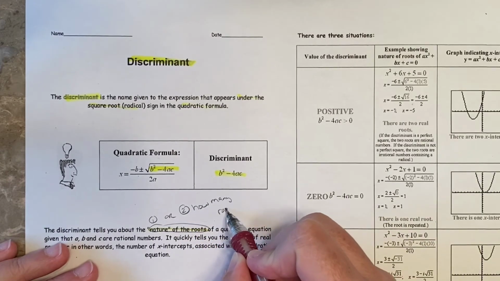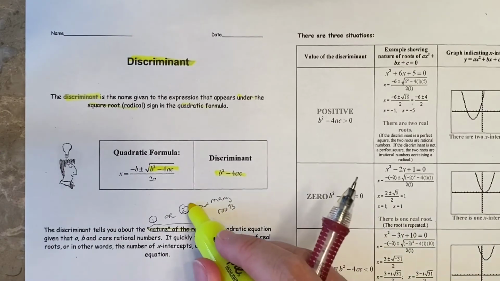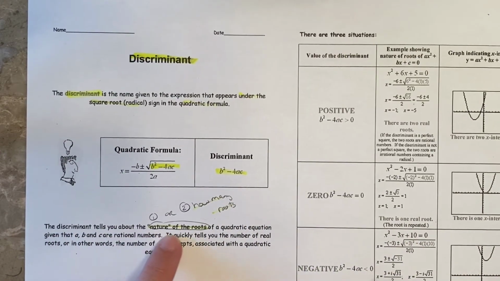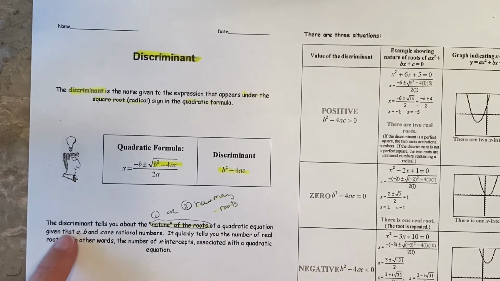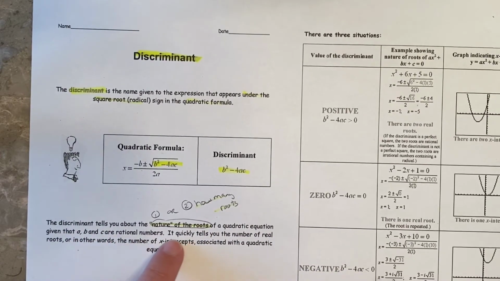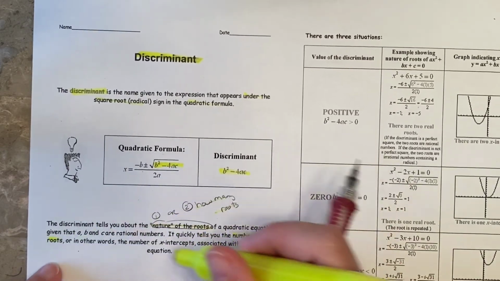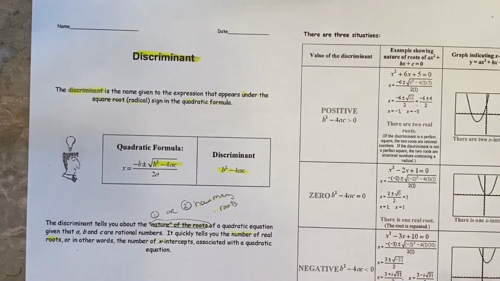Okay, if it says how many roots, they're also asking for you to do the discriminant. All right, so we'll start again. The discriminant tells you about the nature of the roots of a quadratic equation, given that a, b, and c are rational numbers. It quickly tells you the number of real roots, or in other words, the number of x-intercepts associated with a quadratic equation.